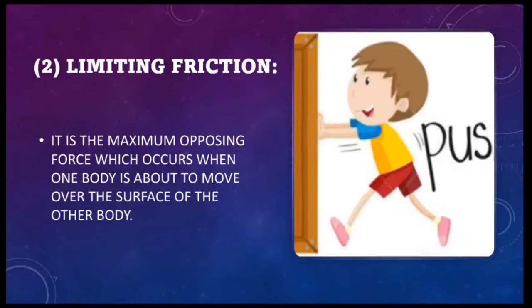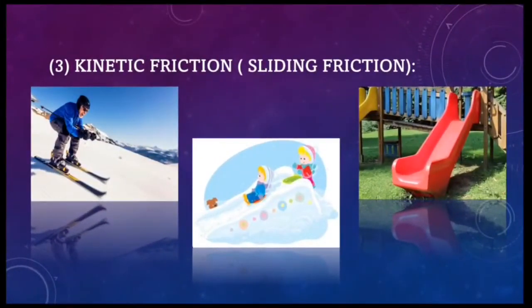Now let us arrive at limiting friction. Limiting friction is the maximum opposing force that comes into play when one body is just at the verge of moving over the surface of the other body, just as you can see in the picture alongside. After that, we have kinetic friction with us.